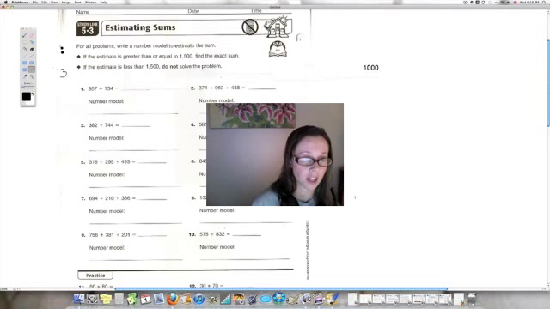We're now going to be looking at study link 5.3. The directions are read as follows. For all problems, write a number model to estimate the sum. The sum is when you add two numbers together. The answer is the sum.